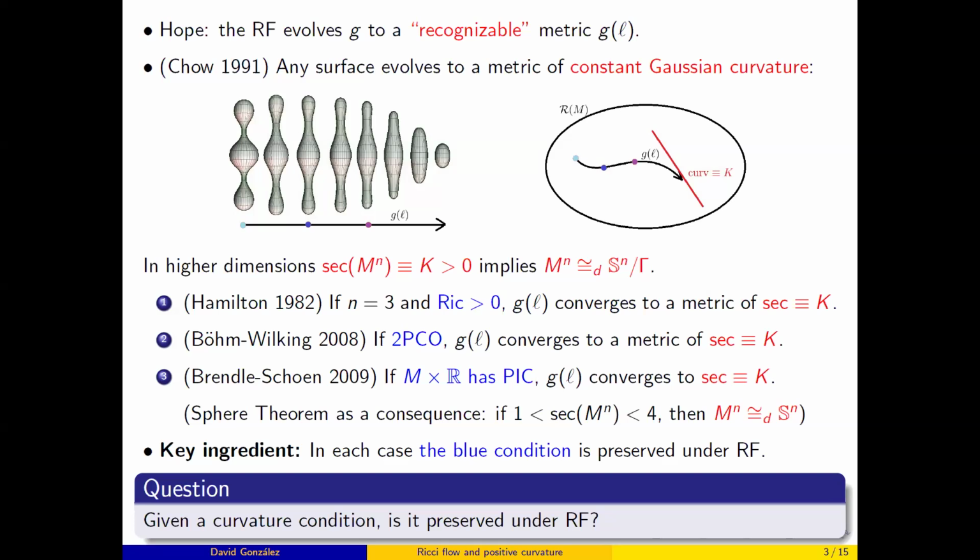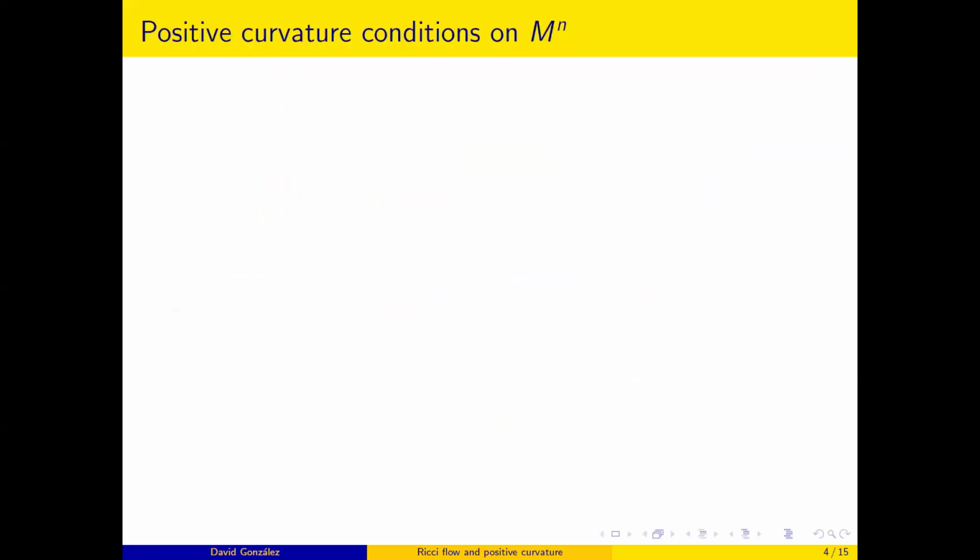So as I said, I belong to the positive curvature world. So I'm interested in positive curvature conditions. And so maybe the weakest, so there are a lot of curvature conditions, right? Maybe the weakest, or one of the weakest, is positive scalar. And Hamilton proved that this is preserved in all dimensions.